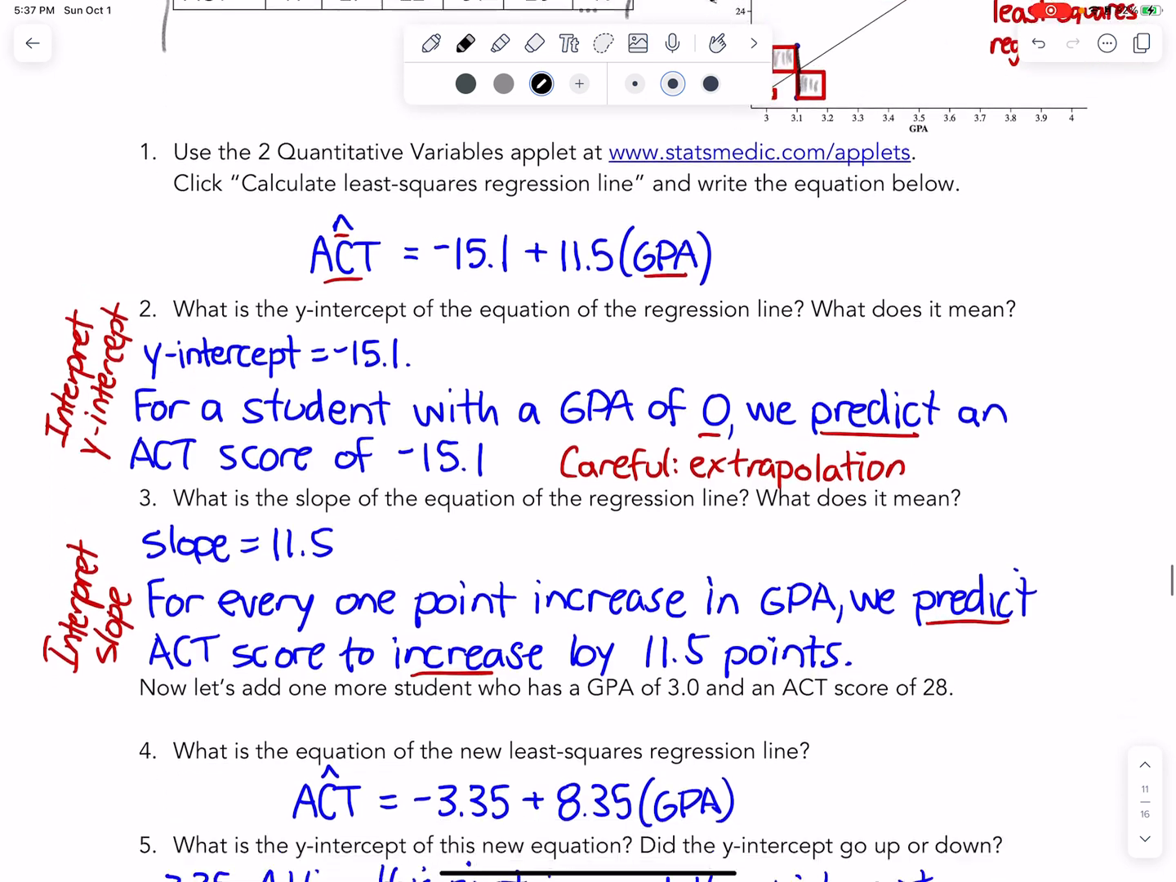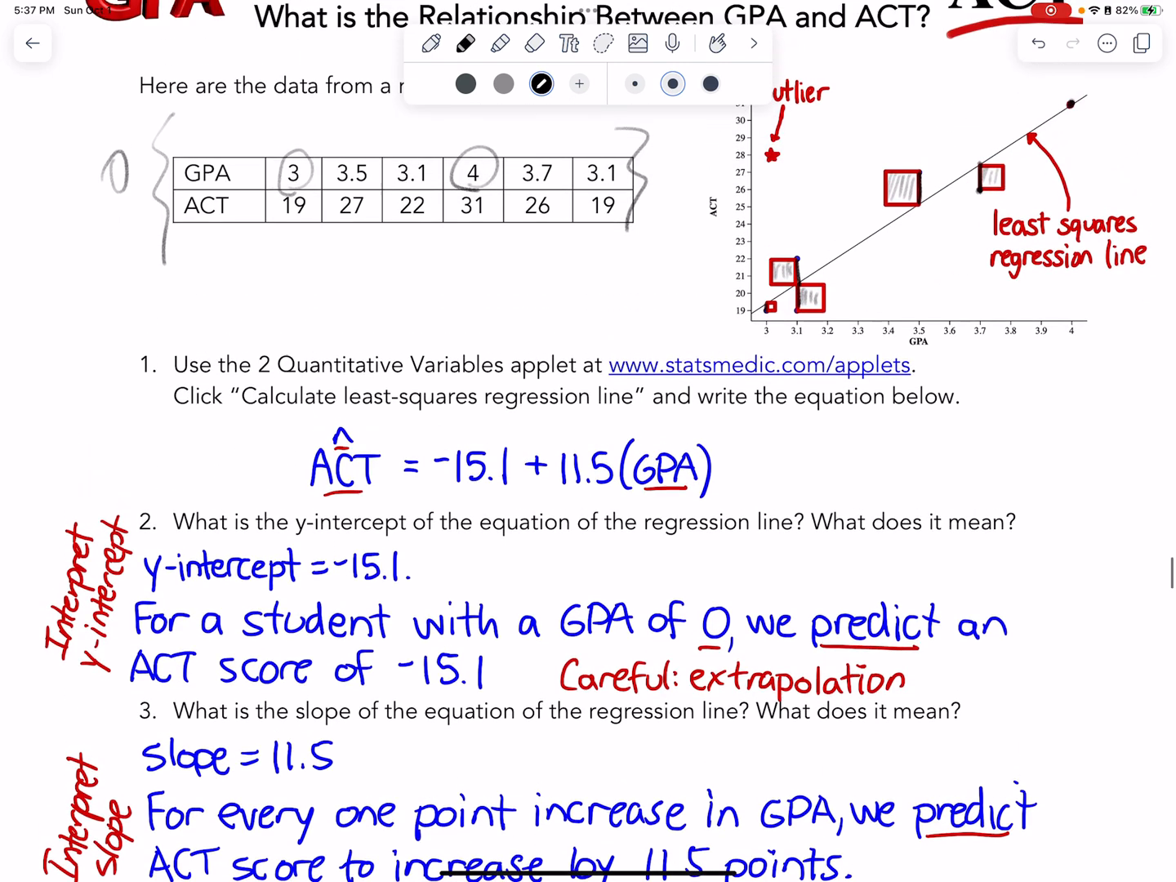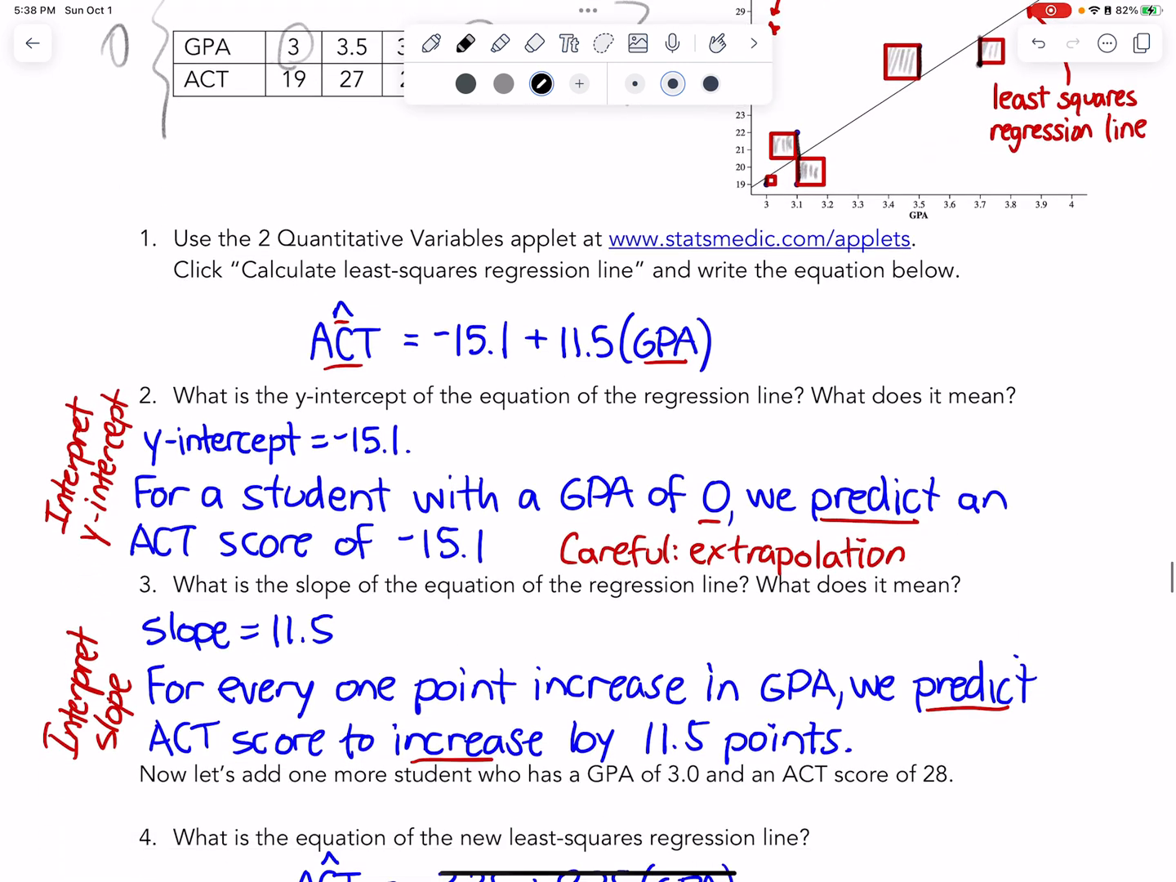The slope's 11.5. That means for every 1 GPA point that's higher, we predict the ACT score is going to increase by 11.5 points.